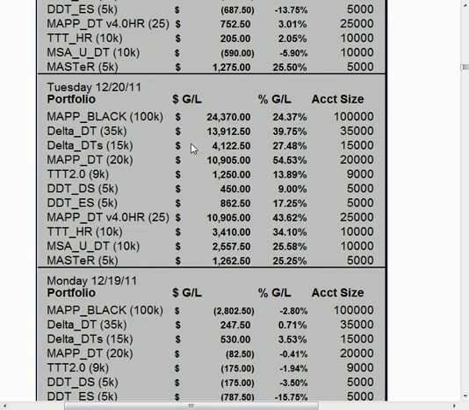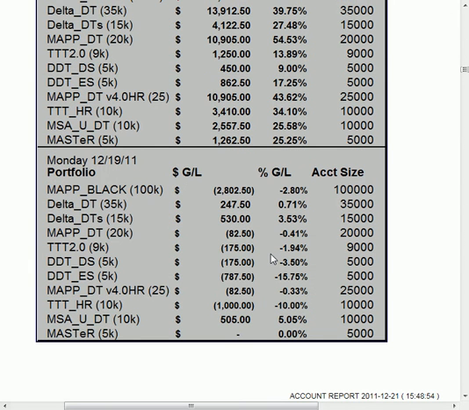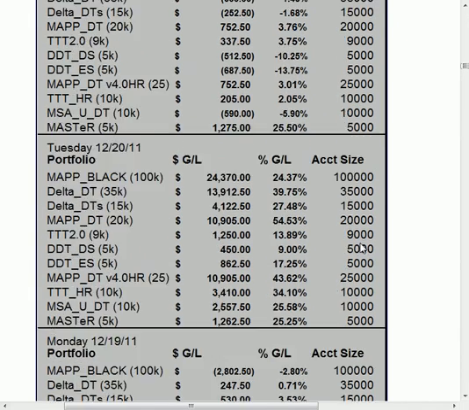Map Black gains $24,000 on Tuesday. Delta DT gains 40%. Map DT, as mentioned, gained 55%. Map DT version 4.0 HR 43%, $11,000. 34% for TTHR. Very impressive. And as you can see, when you can have losses, we don't like those, 15%. Kind of mixed rate, and then you have beautiful gains like that.